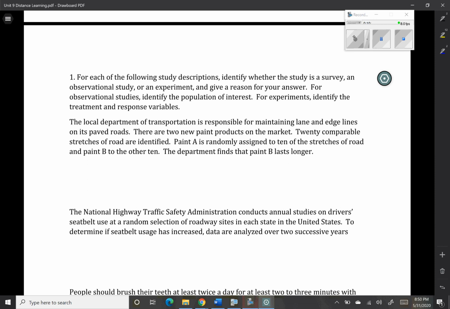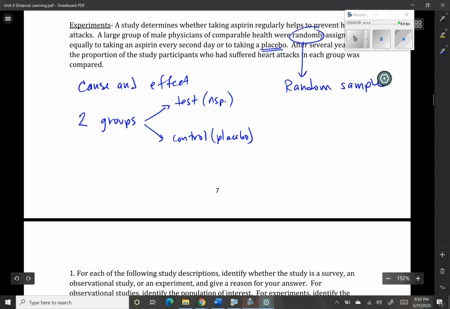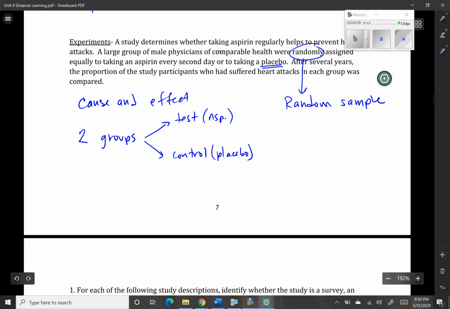For experiments, identify the treatment and response variables. So in this last experiment here, we have treatment and response variables. What's my treatment? My treatment is taking aspirin. My response variable is whether or not I have a heart attack, right? So treatment is, what am I introducing? And my response is what's happening by me introducing or not introducing that new thing.